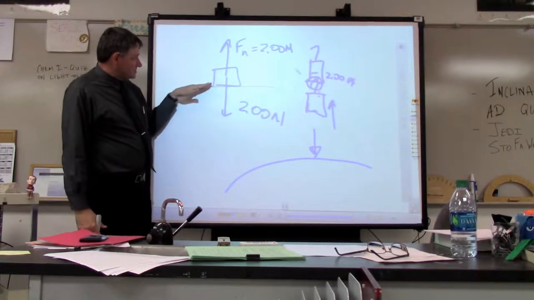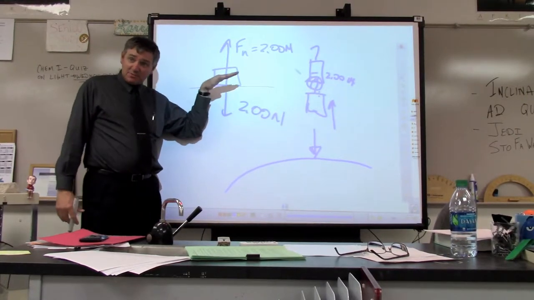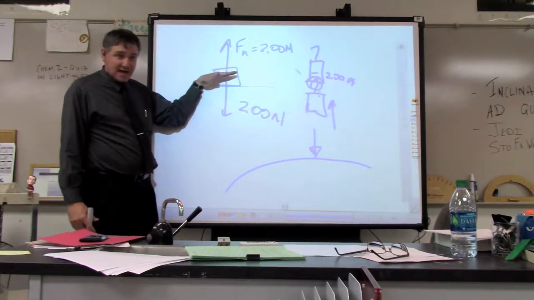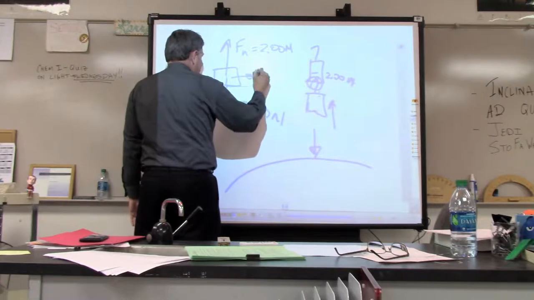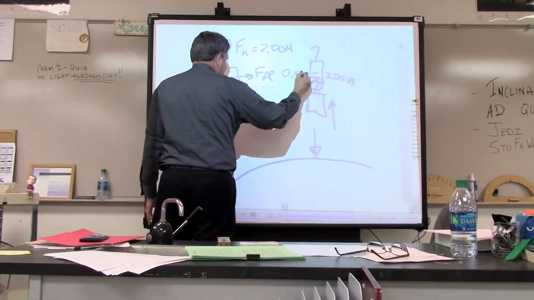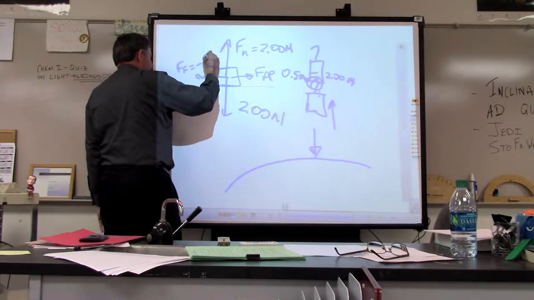Now, in this situation, the normal force is actually provided by the table. So in this situation, there's a contact here. The block is actually resting on the table. So then you've got your force applied. That might be, I don't know, somebody had like 0.50 newtons, and then your force friction is negative 0.5 newtons, okay?